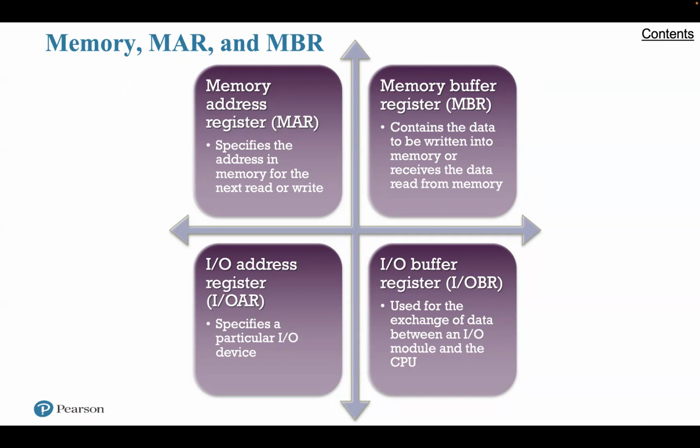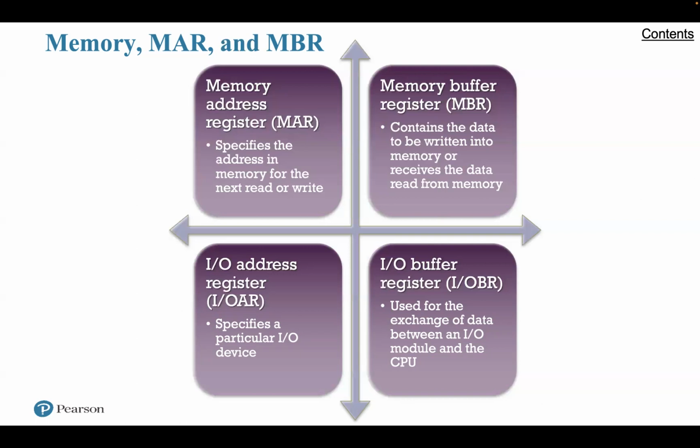Von Neumann pointed out that the same memory could be used to store both instructions and data. The CPU exchanges data with memory. For this purpose, it typically makes use of two internal registers, that is, internal to the CPU. First, a memory address register, MAR, so that's what we're seeing up here, which specifies the address in memory for the next read or write, and a memory buffer register, MBR, which contains the data to be written into memory or receives the data read from memory.